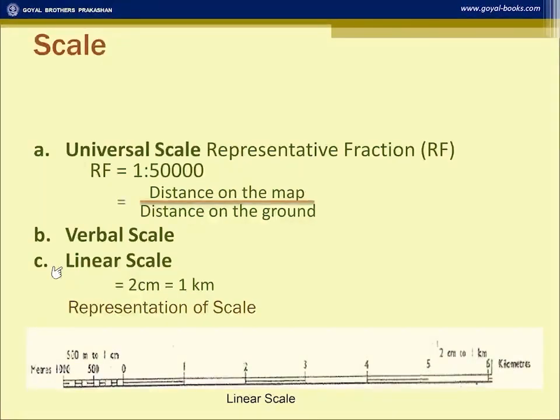Linear scale is what is given at the bottom of your survey sheet, where it shows the actual scale given with the calculation, 2 centimeter is equal to 1 kilometer. That is the scale of the map. Here, this scale is drawn. This linear scale shows 6 kilometer on the right of the 0 and 1 kilometer on the left.